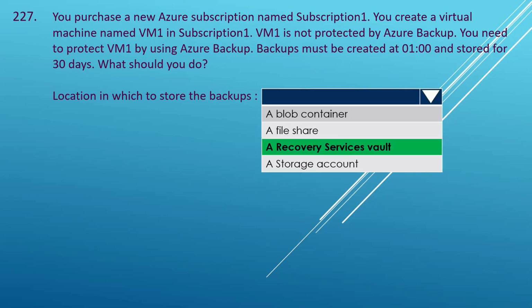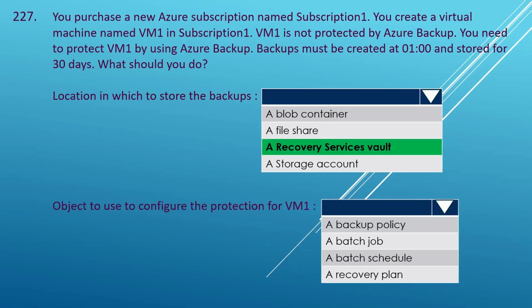And the next part of the question is the object to use to configure the protection for VM1. Your options are a backup policy, a batch job, a batch schedule, a recovery plan. And the correct answer here would be a backup policy. Friends, if you have any doubts in this question, then please post them in the comment section. We have covered similar questions in previous parts of the series, so I'm not going to go into the detailed explanation, but if you are still having any doubts, please post them in the comment section.